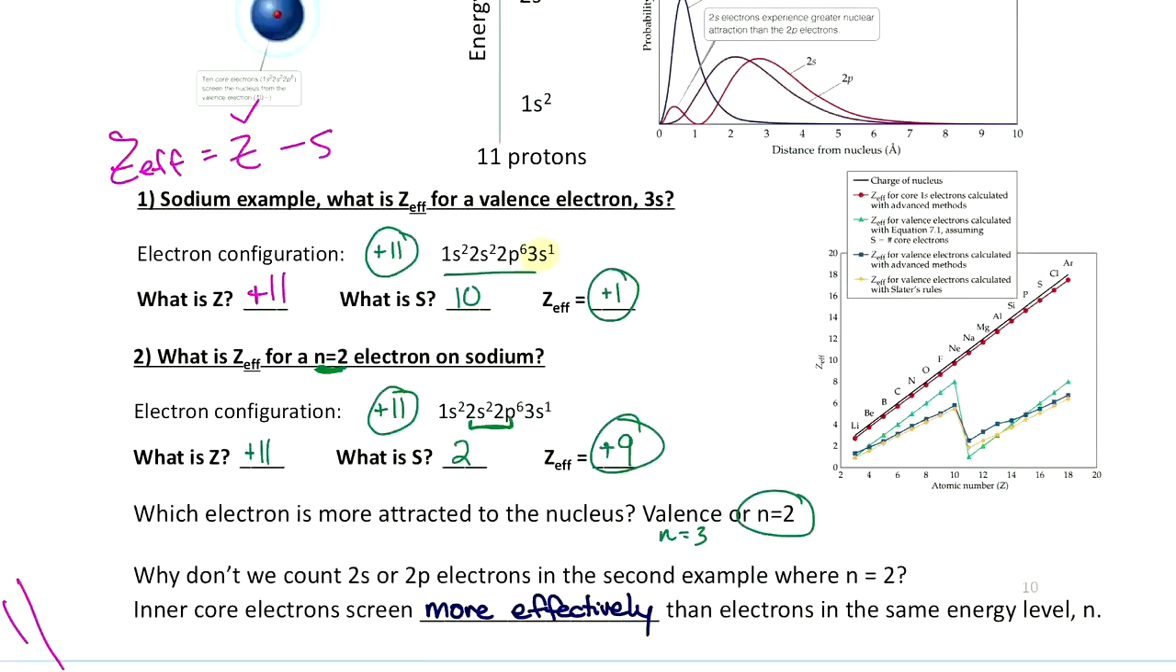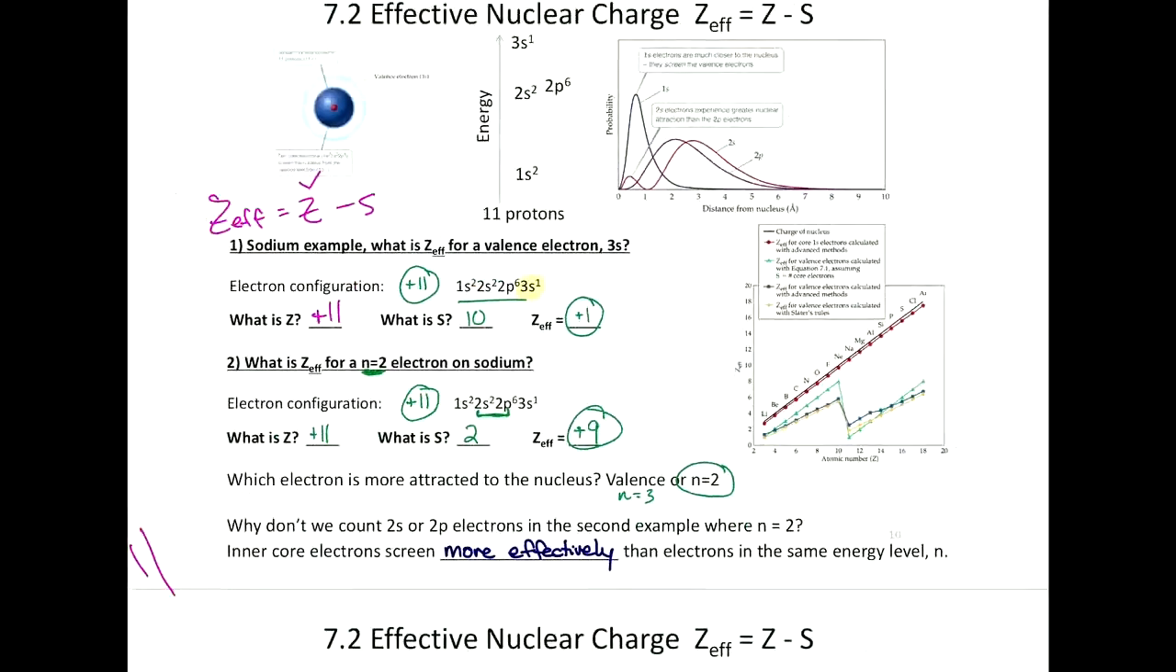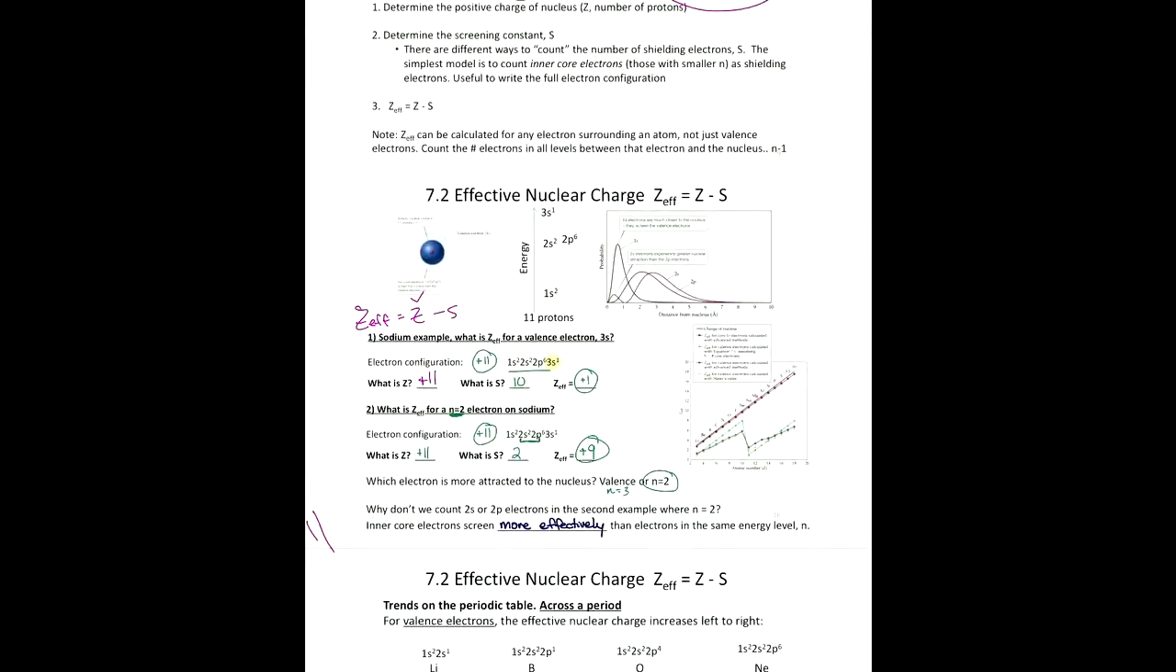And so this is what we call the simple shell model. There's actually more complex ways we can calculate effective nuclear charge, but this is the easiest way, and it's pretty close to what it is if we would consider the electrons next to us, but it gets us pretty close. All right, so we'll end right there. Effective nuclear charge, this concept's going to be really important in the rest of this chapter.